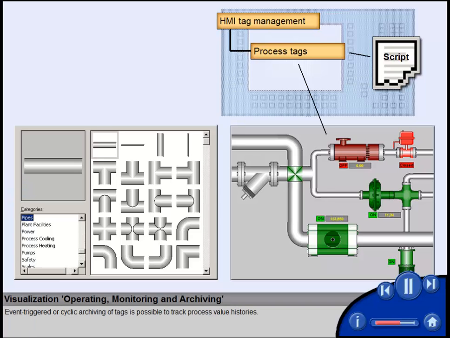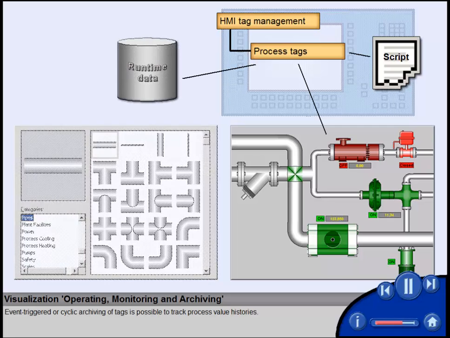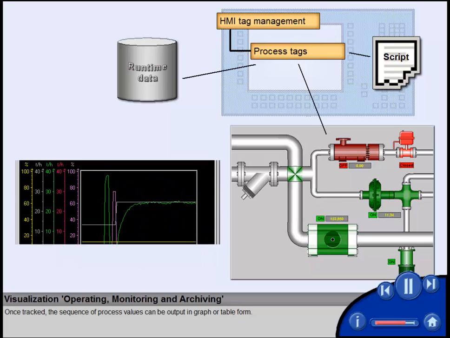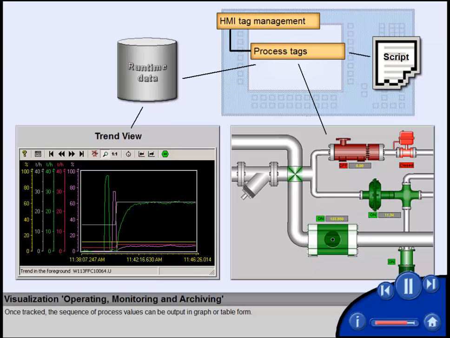Event-triggered or cyclic archiving of tags is possible to track process value histories. Once tracked, the sequence of process values can be output in graph or table form. Let us now turn to another major functional mechanism, the message system, and find out how the benefits of the integration into Step 7 are brought to bear.